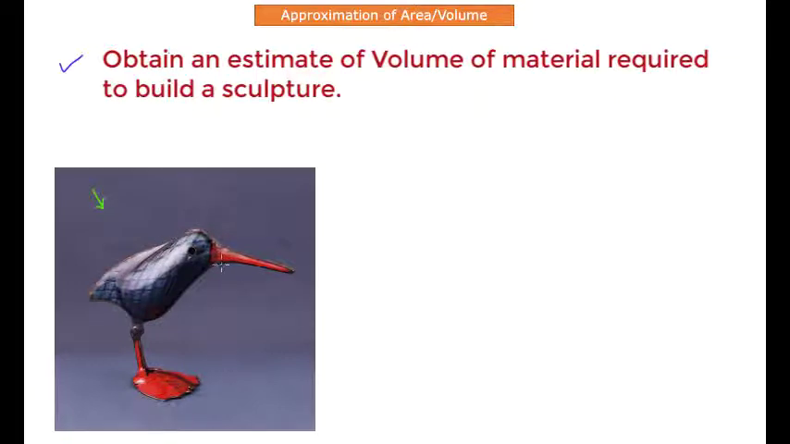A grid method is good for obtaining the surface area, but when it comes to calculation of volumes estimate, we need to have a different technique, right? Because there are different thicknesses of this object at different places. This thickness at the beak will be very different compared to thickness at the body of this sculpture, right?